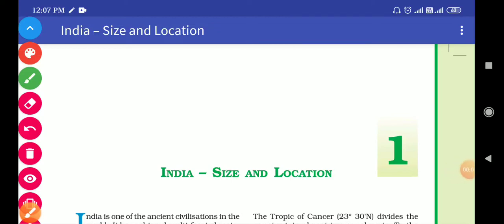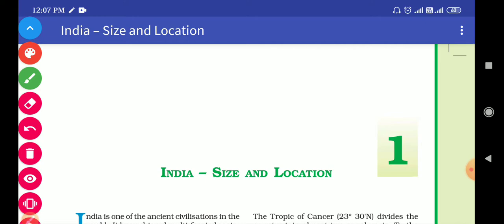Hello students, today we are going to study the first chapter of class 9th geography. The title of the chapter is India, Size and Location. As we see the title, we can easily understand that we are going to study the size and location of India on the world map.